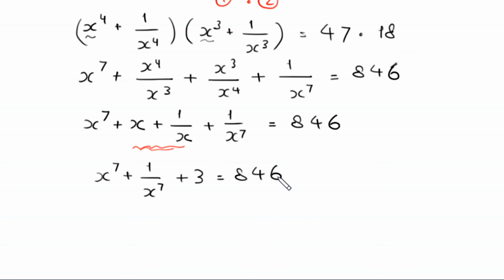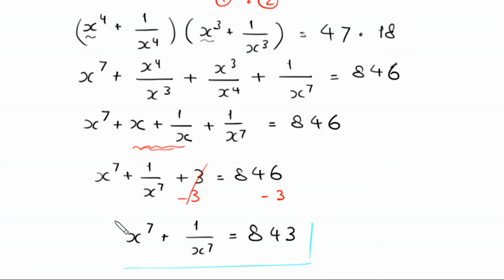We subtract 3 from both sides, then this gets cancelled and we get the value of x to the power 7 plus 1 over x to the power 7 is equal to 843. This is the required value of x to the power 7 plus 1 over x to the power 7. This is the final answer.